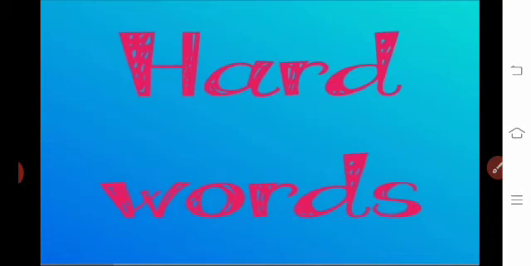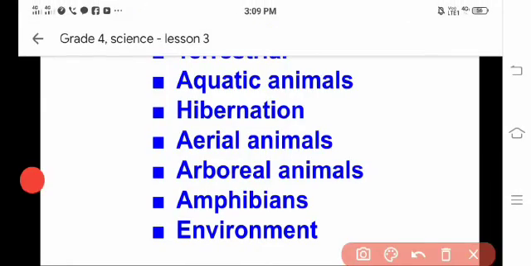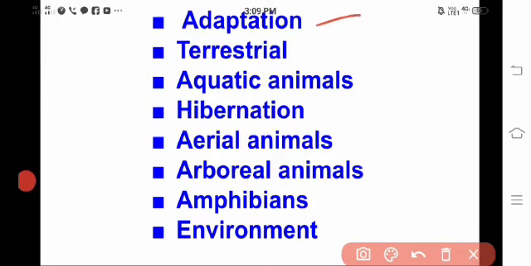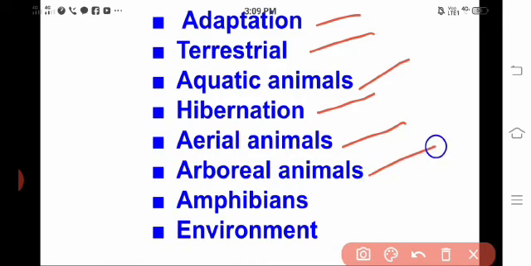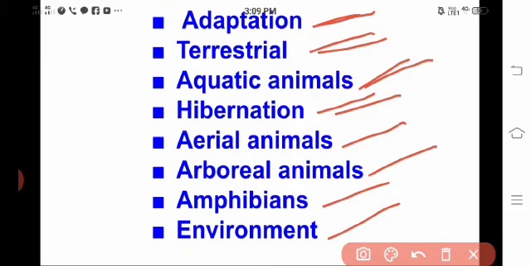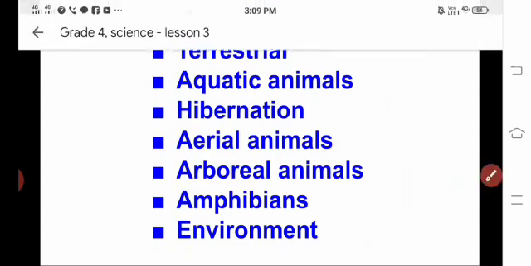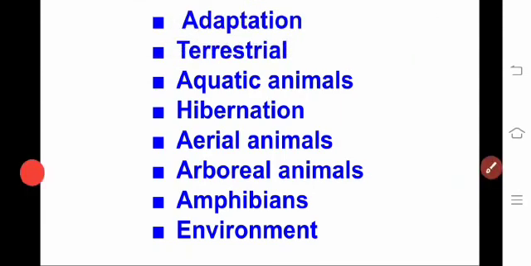Today we can see some hard words. What is the first word? Adaptation. Terrestrial. Aquatic animals. Hibernation. Aerial animals. Arboreal animals. Amphibians. Environment. Okay students, I hope you all have understood the hard words.